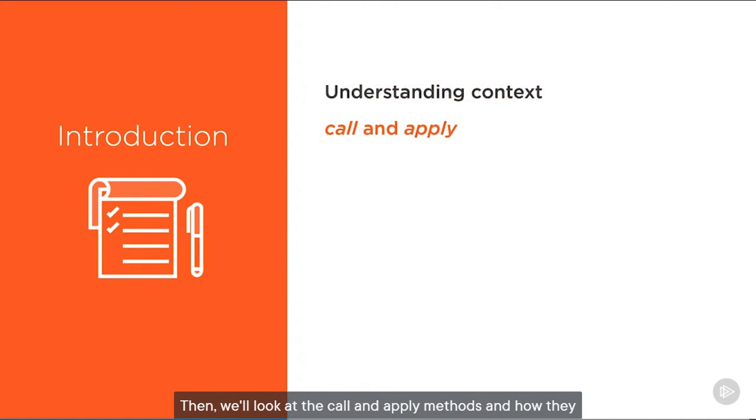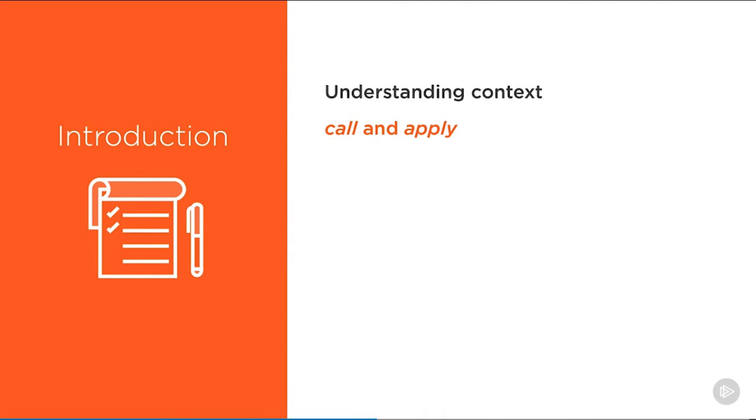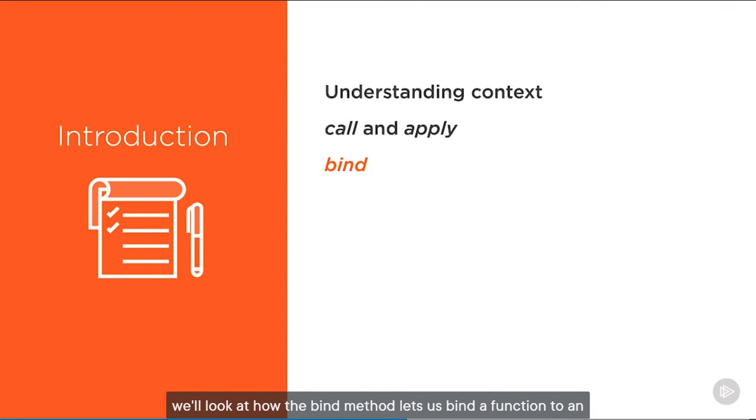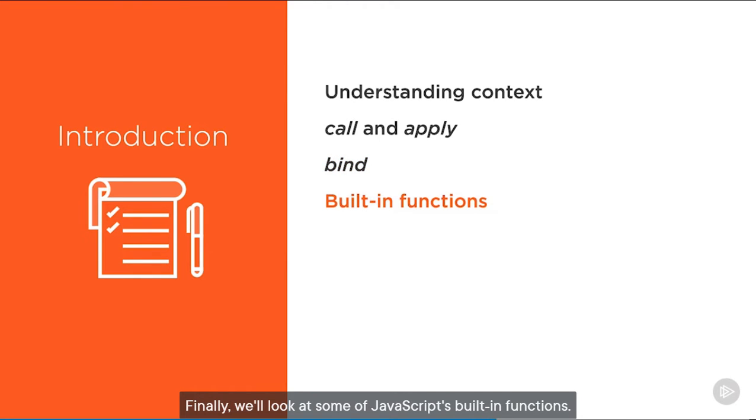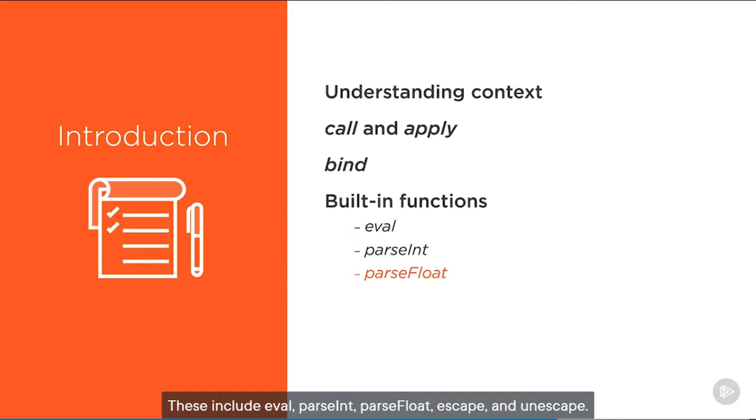Then we'll look at the call and apply methods and how they allow you to indirectly invoke a function as if it were a method of some other object. Next, we'll look at how the bind method lets us bind a function to an object and return a copy of another function. Finally, we'll look at some of JavaScript's built-in functions. These include eval, parseInt, parseFloat, escape, and unescape.